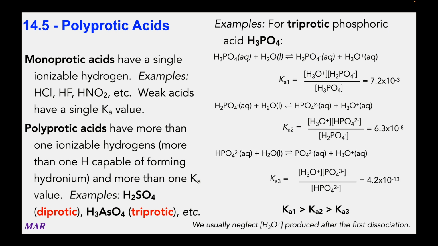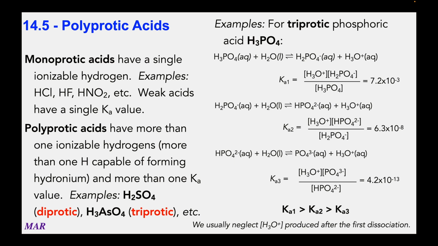But this crazy thing even goes on to have a third acidic hydrogen. This is Ka3. It'll also have a conjugate base, in this case phosphate, times the hydronium concentration divided by the acid hydrogen phosphate. Ignore the liquid water. 4.2 times 10 to the minus 13.